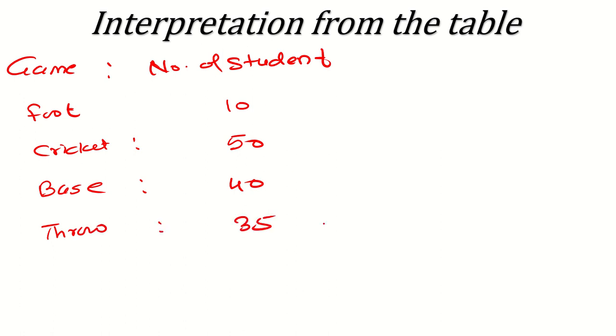Like this, some data will be given to you, and based on this you will have to interpret it or answer some questions. For example, what conclusions can you draw from here? You can say that 40 more people like cricket than football, because the difference is 40. You can say that 10 fewer people like baseball than cricket.